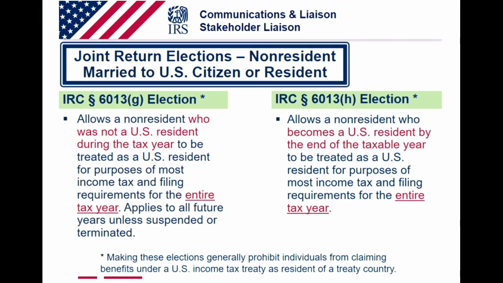Like the election under Section 6013G, this election is different from the first-year election because the worldwide income of both spouses is subject to U.S. taxation for the entire tax year. However, individuals who make the first-year election can also make the joint return election under Section 6013H to be considered U.S. residents for the entire tax year rather than just part of the tax year. This is so because the requirement that one spouse must be a U.S. citizen or resident to make this election can be satisfied by making the first-year election that we previously talked about.